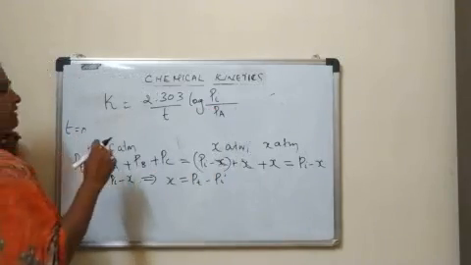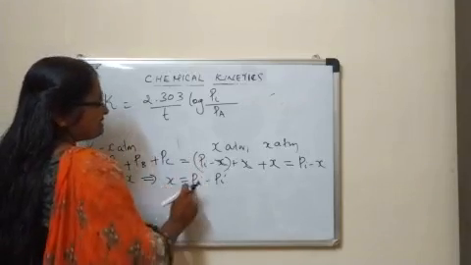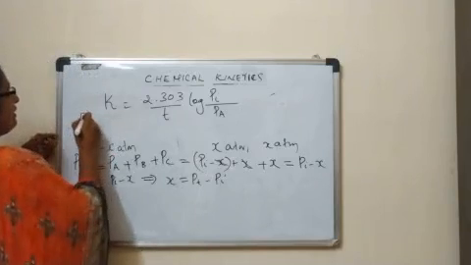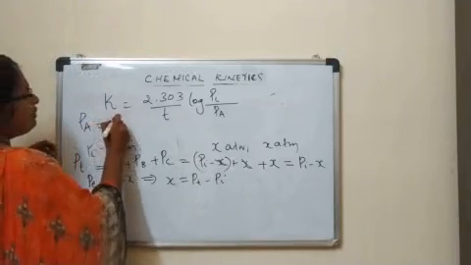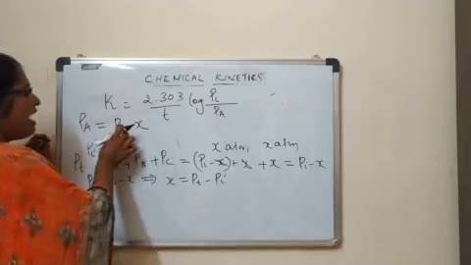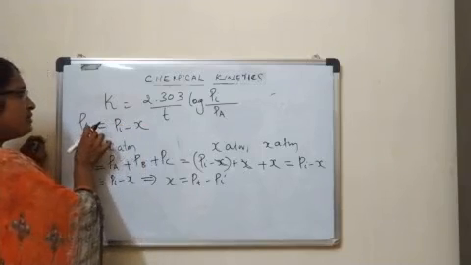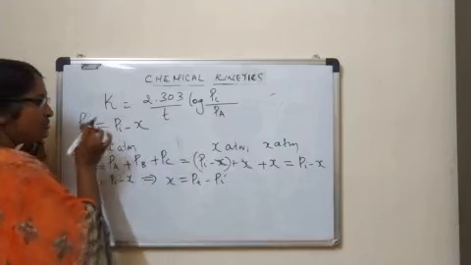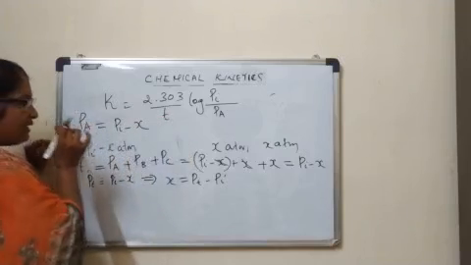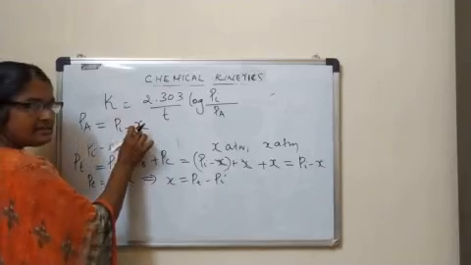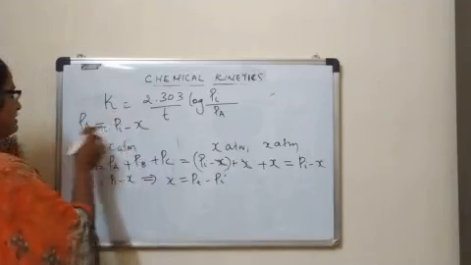And from this equation we can see that X is equal to Pt minus Pi, and we know Pa, that is the pressure due to A, is equal to Pi minus X, because X is the decrease in pressure and Pi is the initial pressure. So the pressure due to A, the reactant molecules, at a time t is equal to the initial pressure minus the decrease in pressure, that is Pi minus X.